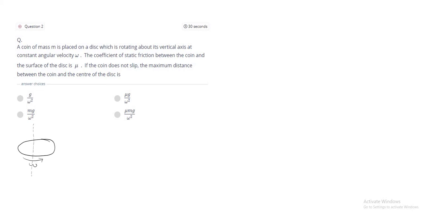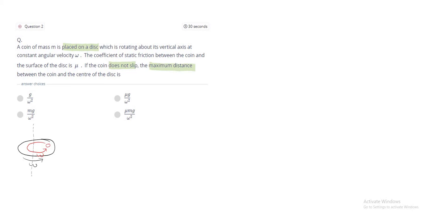Okay, as they say here, it's placed on the disk, so our coin will probably be around here. It's placed on the disk, so the coin is rotating along with the disk. So the angular velocity will be the same since it's rotating along with the disk. If the coin does not slip, the maximum distance between the coin and the center of the disk is?